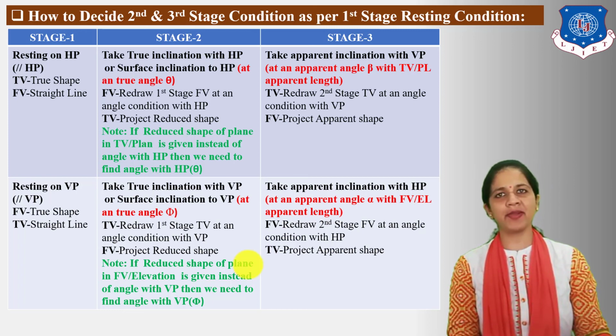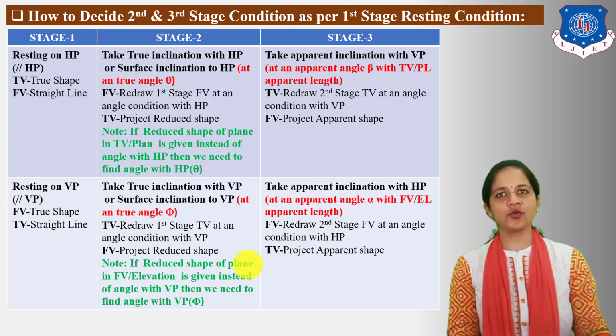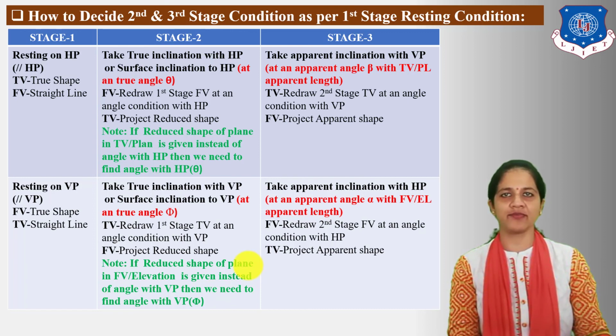And if any plane rests on VP, then in the second stage you need to take the true angle condition with VP, which is phi, and in the third stage you need to take the apparent angle condition with HP, which is alpha.